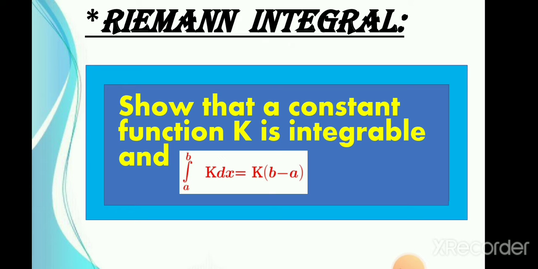Show that a constant function k is integrable and the integration of k dx from a to b equals k into b minus a.